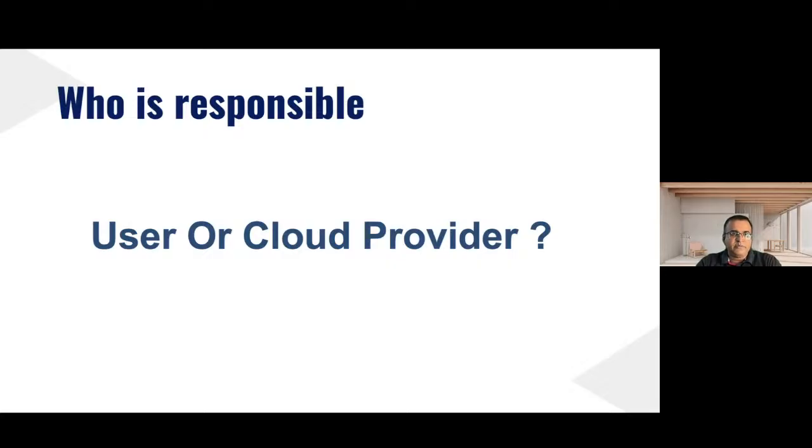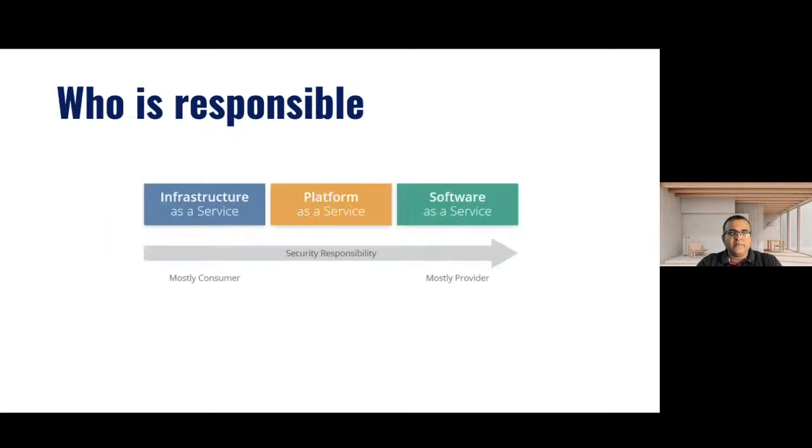So for this, before we could tell who is responsible, we have to understand the three different cloud models that are there: infrastructure as a service, platform as a service, and software as a service. The more infrastructure as a service, the more responsibility is on the customer's end, and the more software it is, the more responsibility is on the provider's end. I'll give an example for this as well. A lot of people think that when you take an EC2 instance, that is infrastructure as a service. In fact, that is not infrastructure as a service, that is nothing but a platform as a service.